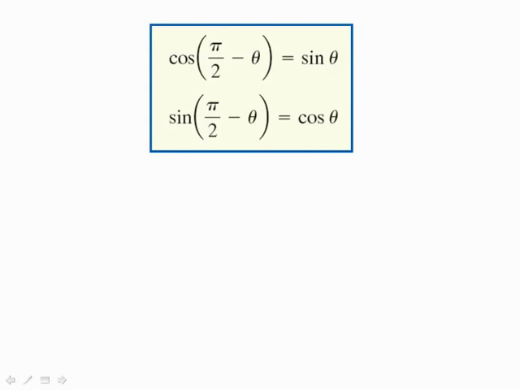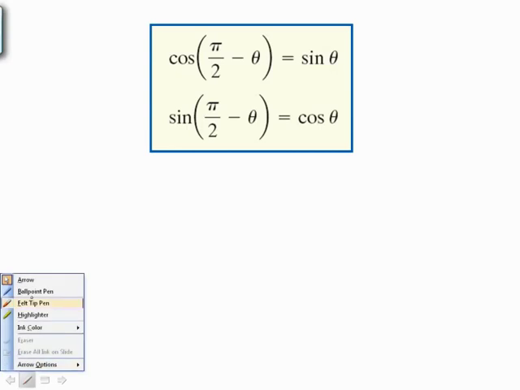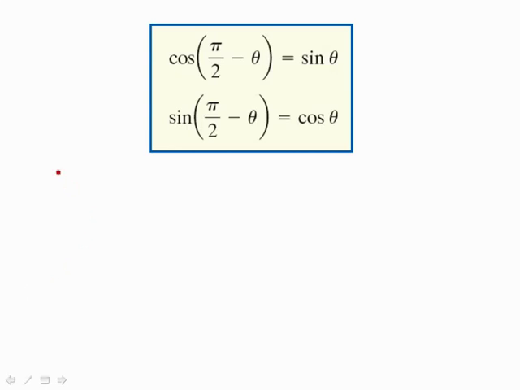Another identity is that the cosine of pi over 2 minus theta equals the sine of theta. In fact, the proof for this is very, very straightforward, so it might be worthwhile to go over it. There we have the cosine of pi over 2 minus theta, which is the cosine of the first times the cosine of the second plus the sine of the first times the sine of the second.